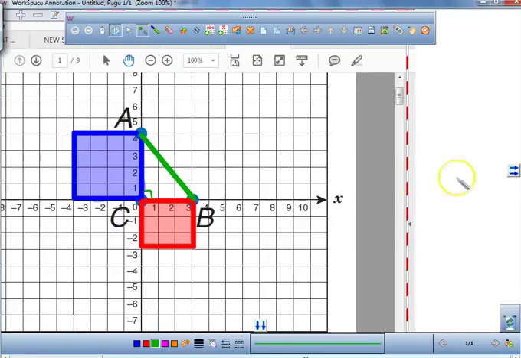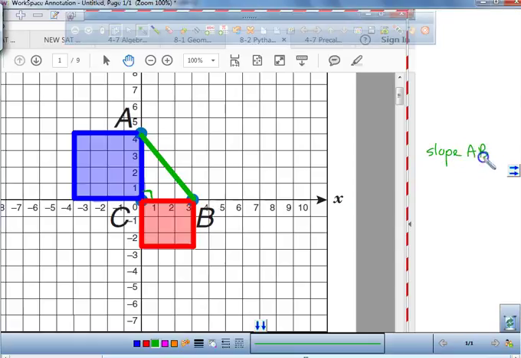Now, I want you guys to imagine if I asked you right now, what's the slope of AB? When I say slope, I mean rise over run. Think about the rise over the run. How much does that go down? 4. And it goes over 3. So on your paper, somewhere over here to the right, if you have a little bit of room, just say slope of segment AB. It goes down 4 and over 3. That's the slope of AB.